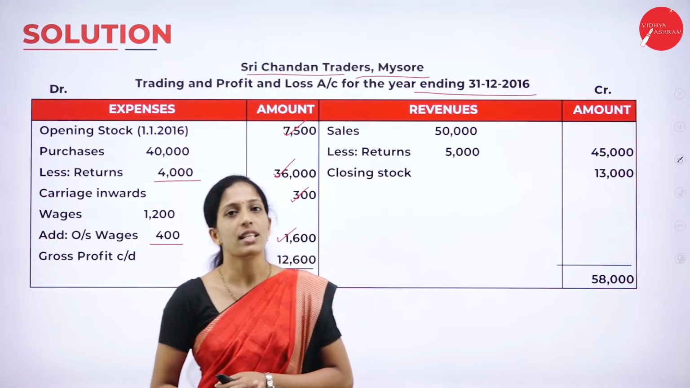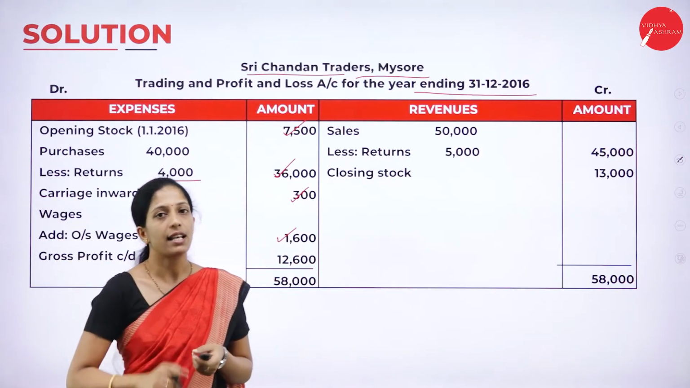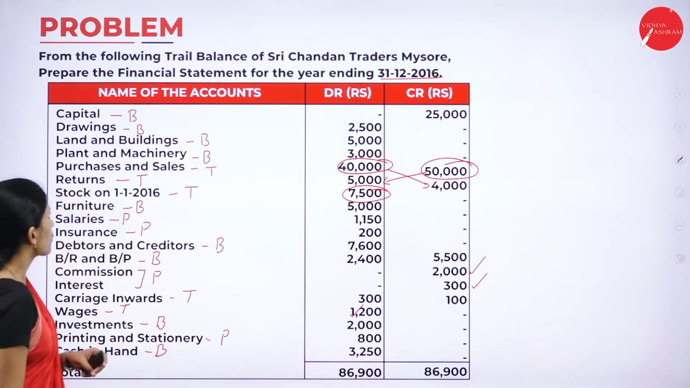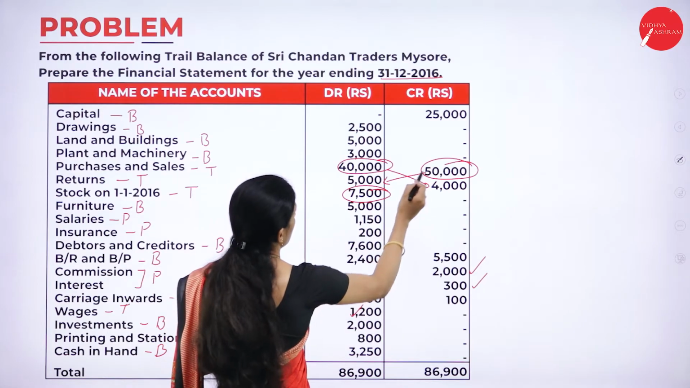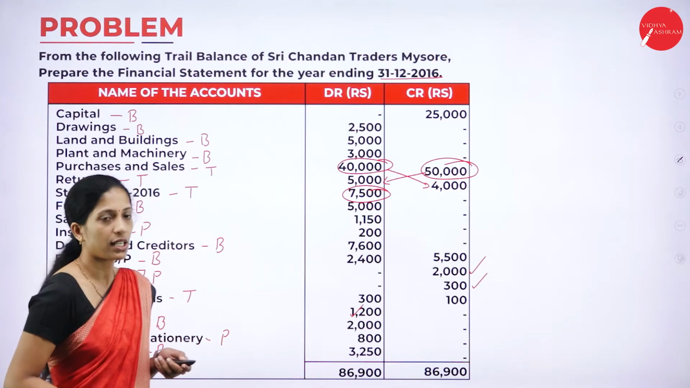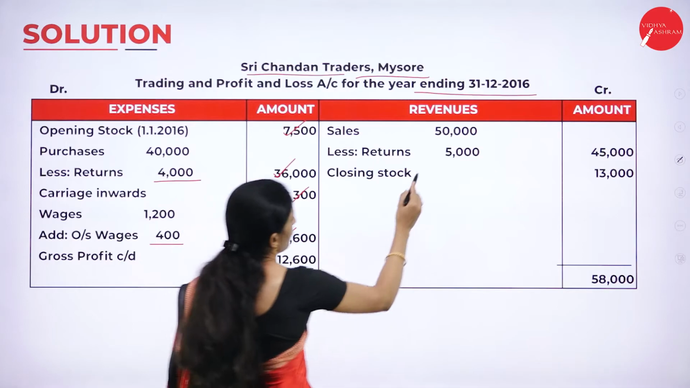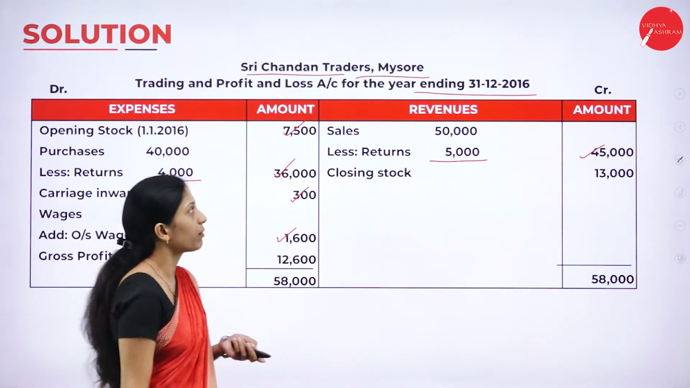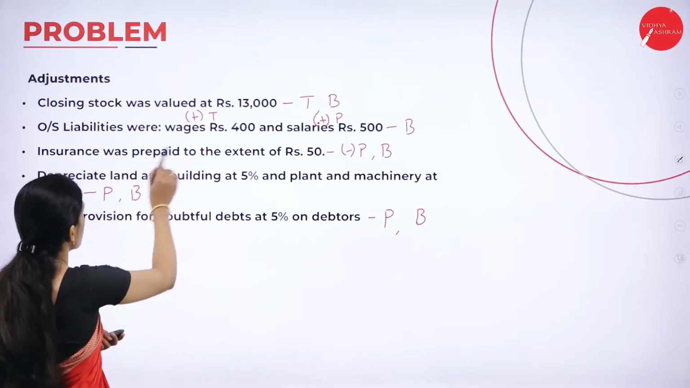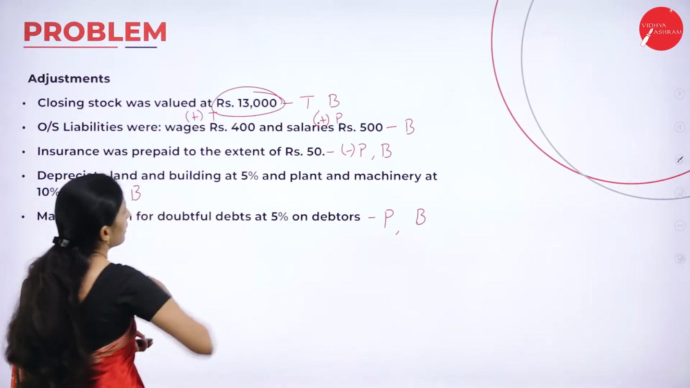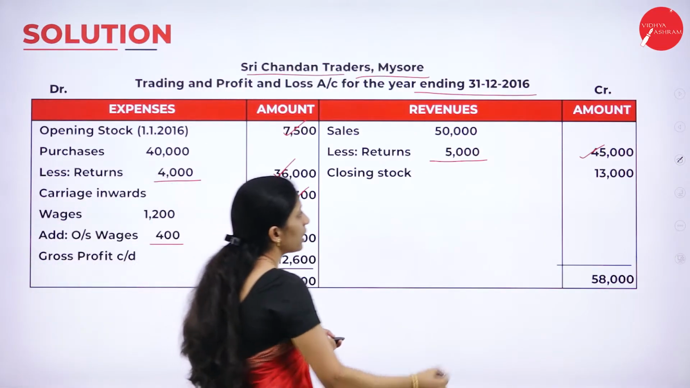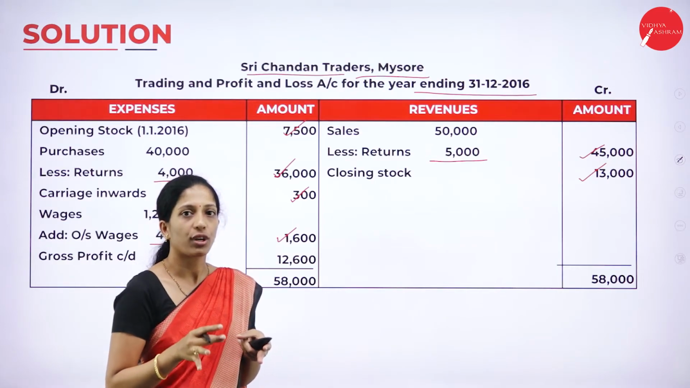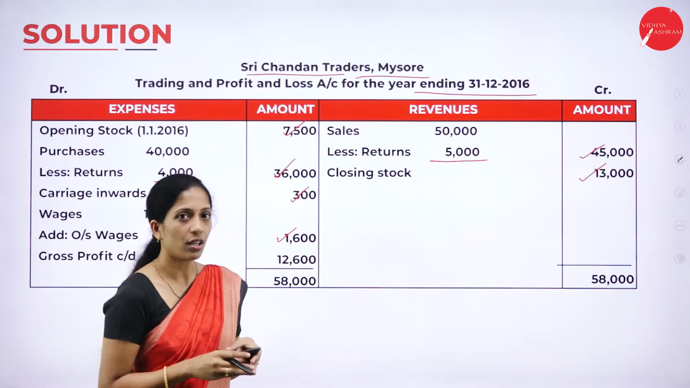Now coming to the credit side, we have to record sales, less returns and closing stock. So what is the sales we have? So sales is 50,000 minus returns 5,000. So how much? That is 45,000. Next, closing stock. So normally closing stock will be given in the adjustment. So what is the closing stock? That is 13,000. So record that closing stock 13,000. Now balance both the side, and the balancing figure of trading account will be gross profit or gross loss.